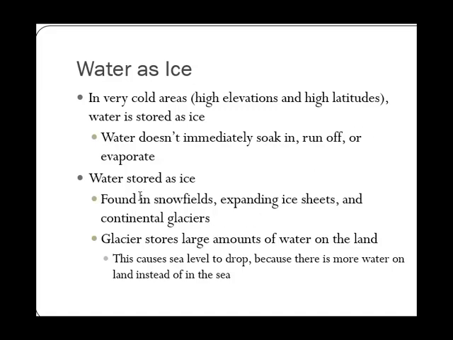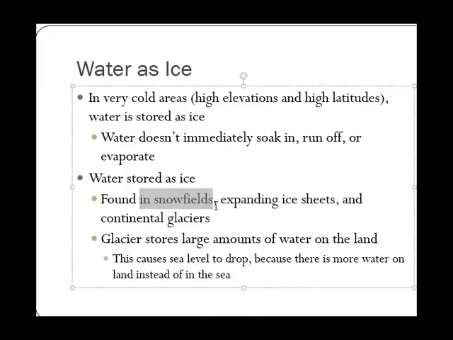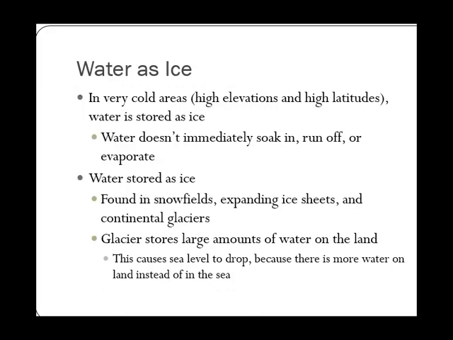Water is stored as ice, like in snow fields, in other words, fields covered with snow, expanding ice sheets, and glaciers. A glacier is a huge thing of ice that expands when more snow or more rain or more precipitation freezes in it. It kind of expands southwards.